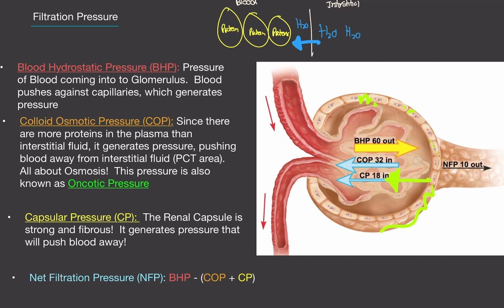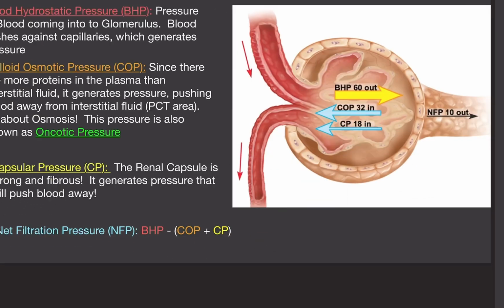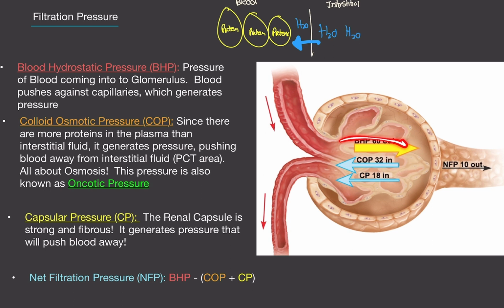Okay, and then with all these three pressures, you can calculate the net filtration pressure, which is BHP minus, in parentheses, COP plus CP. So it's basically the pressure going in minus the pressures going out. That's all it is. And it should generate a positive number. That's the pressure that's going to enter the PCT and the nephron itself. If it was a negative pressure, that would be bad, because nothing would be filtering in, because it's all about pressure.